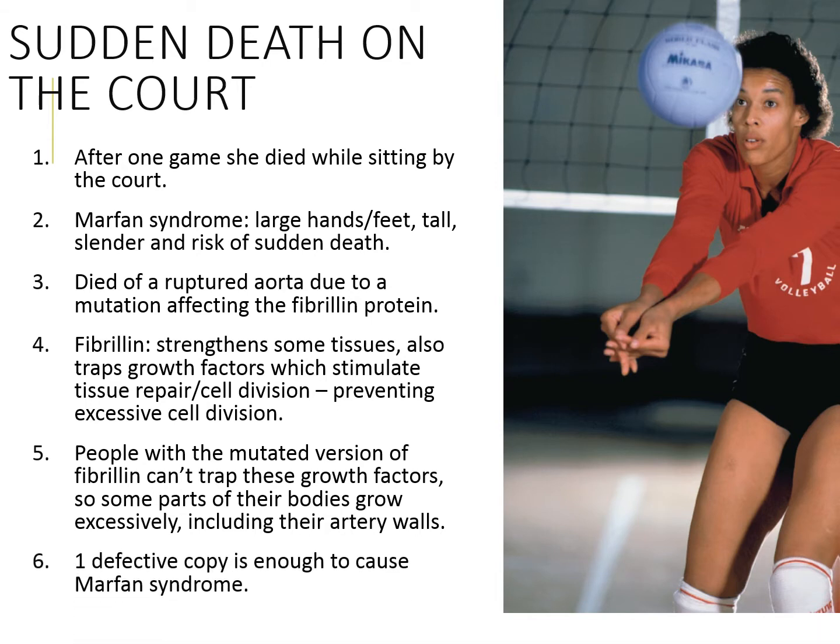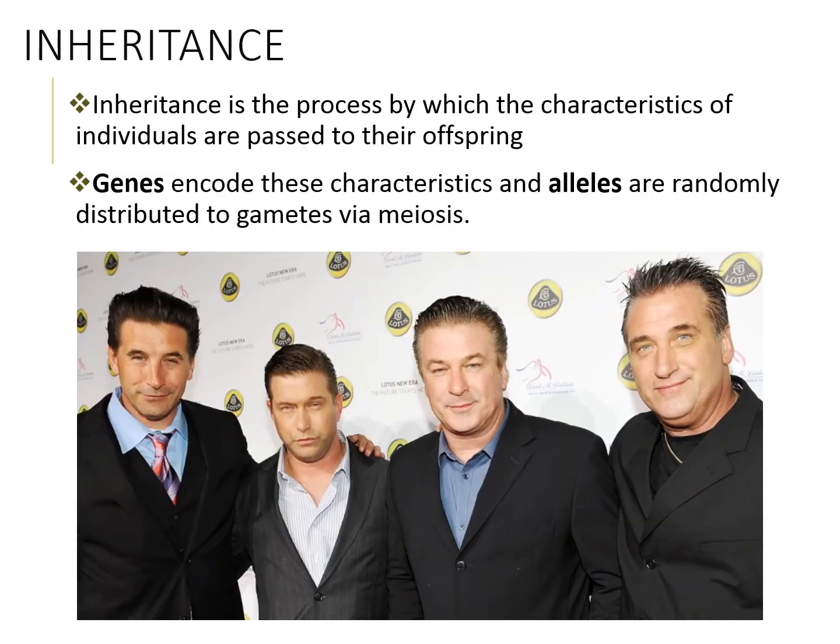One defective copy is enough to cause Marfan syndrome. Sometimes with a genetic disease, you have to have two copies. In this case, you only need one copy to have Marfan syndrome. And remember, you get one copy of every gene from the father and one copy of every gene from the mother. So this chapter is more generally about inheritance. And inheritance is the process by which the characteristics of individuals are passed to their offspring. Genes encode these characteristics, and then the alleles are randomly distributed to gametes via meiosis.